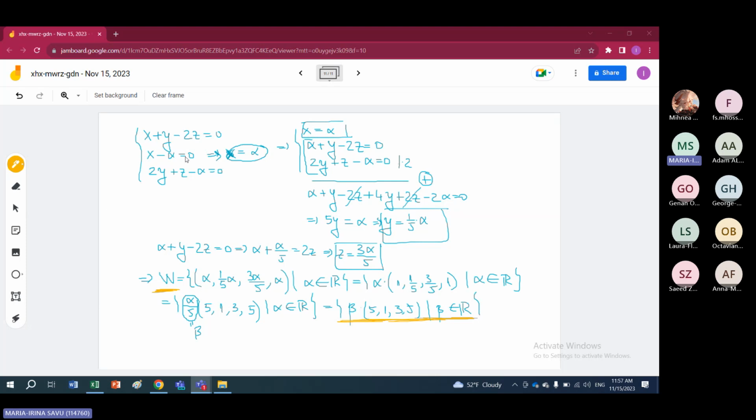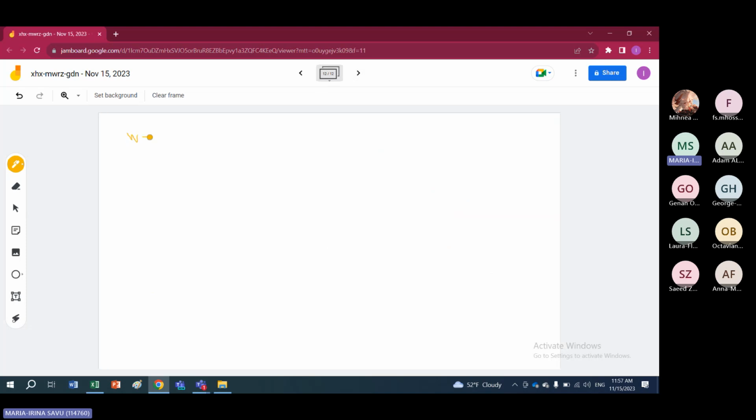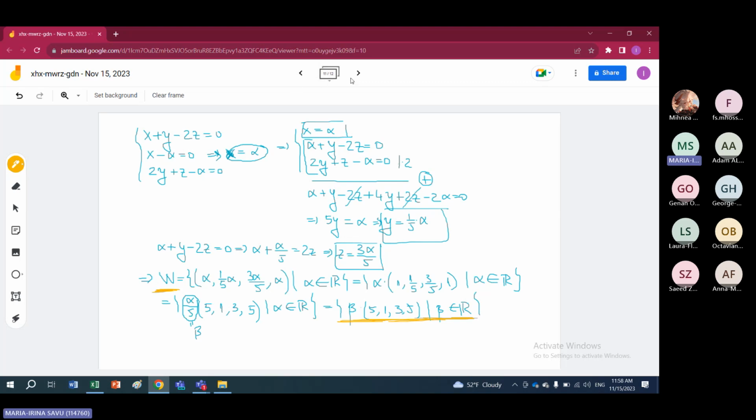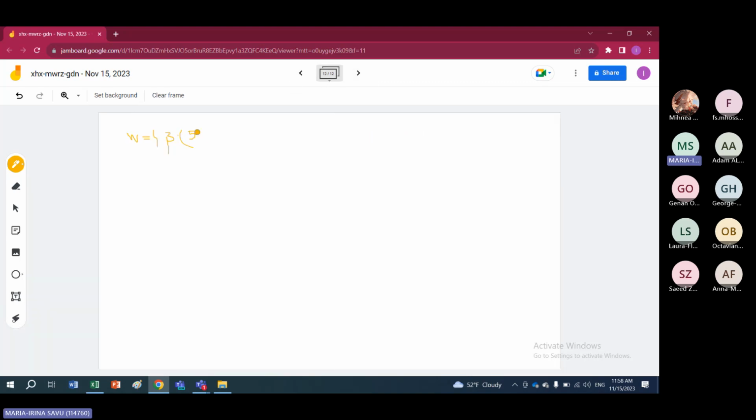And now that we have found a better form of W, let's see if W is a subspace of R4. Okay, I'm writing again W. So W is beta times (5, 1, 3, 5).